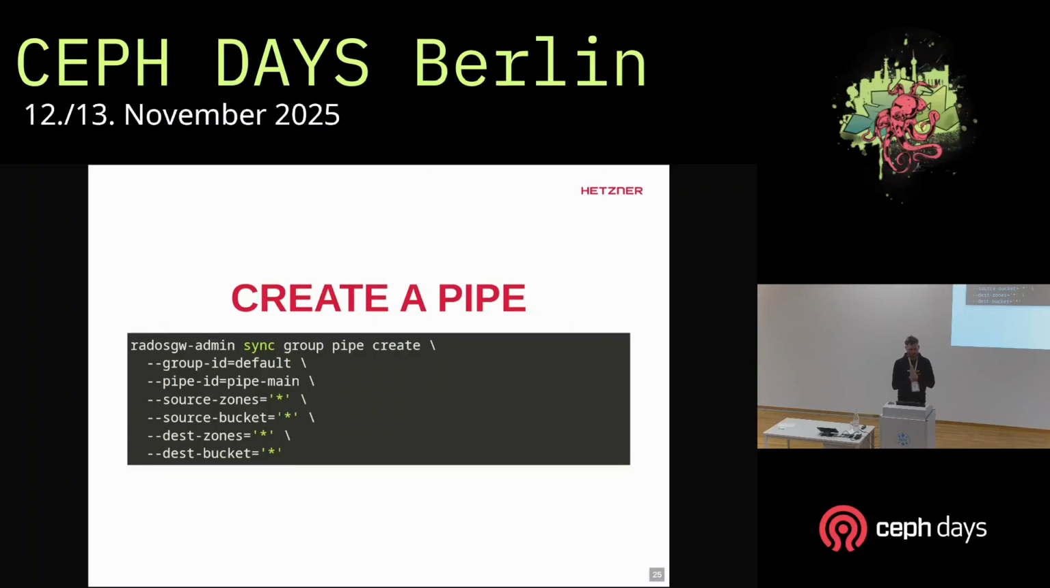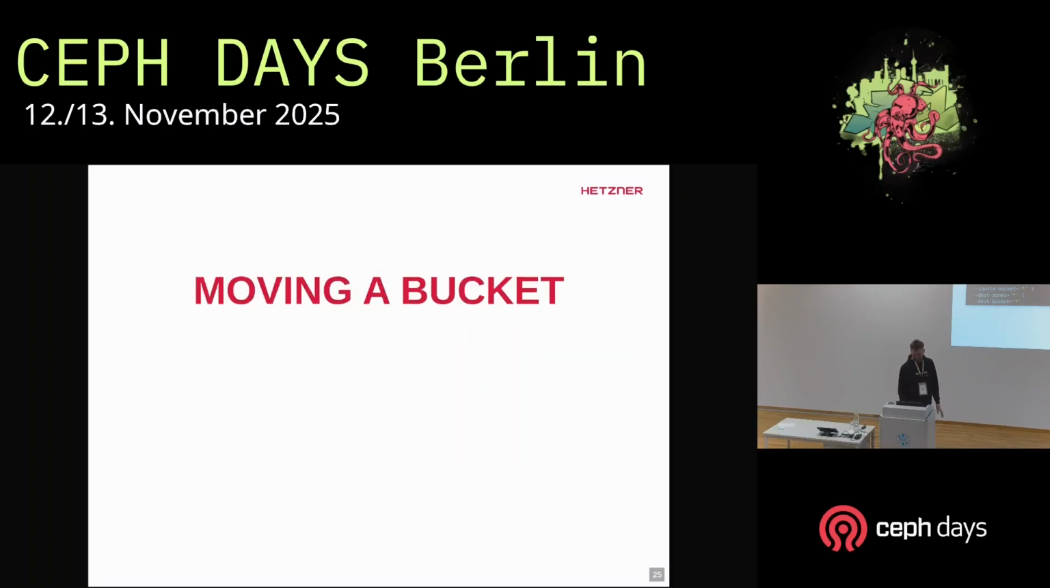So what we have to do next is create a default pipe. That's kind of optional, but it feels better when you have it. And then we can basically focus on moving a bucket. So that was just the 2 slides on multi-site. If you want to go into detail on how to do it, again, it's a little bit tricky.